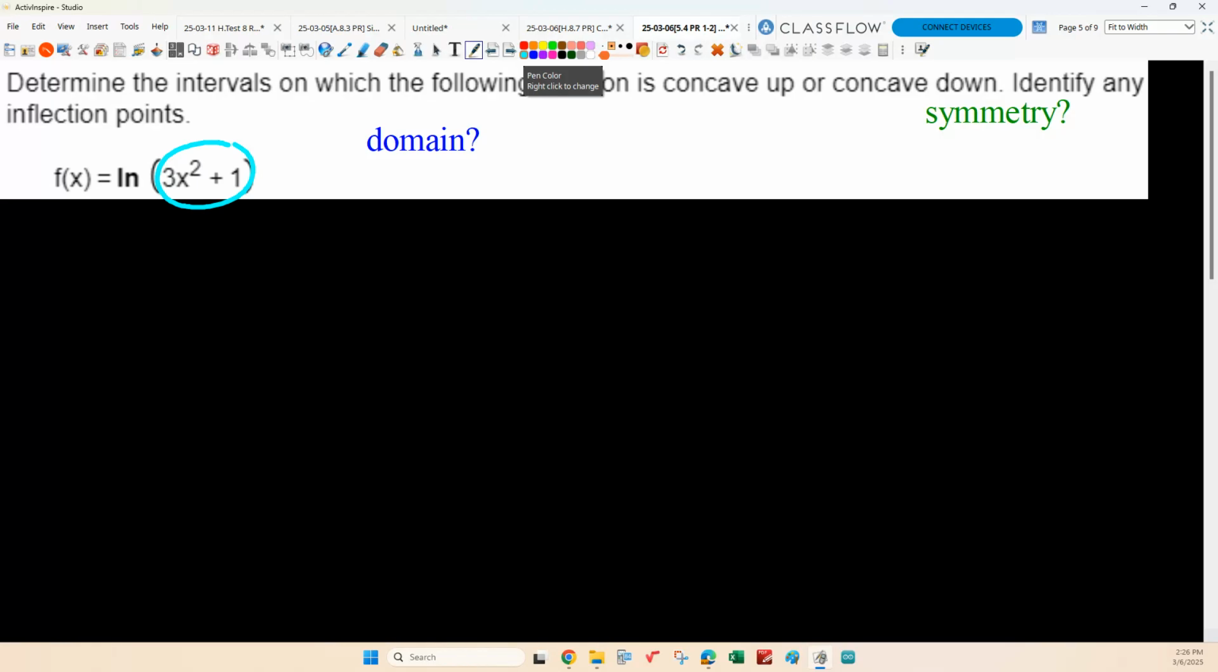The output of 3x squared plus 1 is what's feeding numbers to the log function, because you have a log of a polynomial. You have two layers here. So really, what has to be true is that everything in the blue bubble, as far as the log is concerned, just has to be positive.